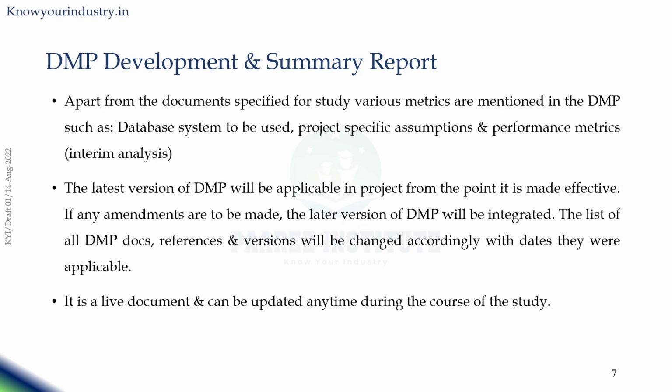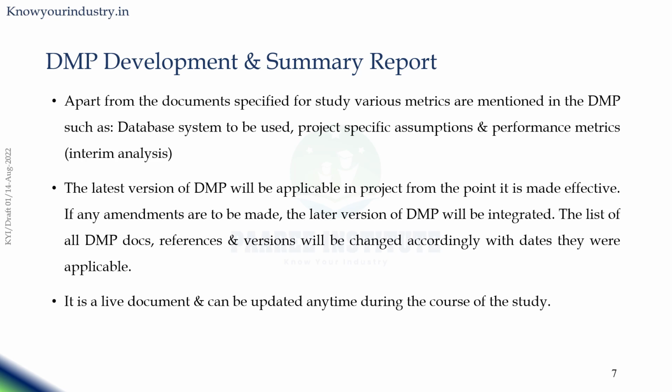DMP development and summary report. Apart from the documents, specifics for various study metrics are mentioned in the DMP, such as what type of database system would be used, project-specific assumptions, and performance metrics like the interim analysis. For example, interim analysis will be performed to identify whether the study is going as expected or not. For this analysis, all the pages will not be considered. Certain pages will be analyzed, and based upon that the sponsor may take a call to continue or to terminate the study.